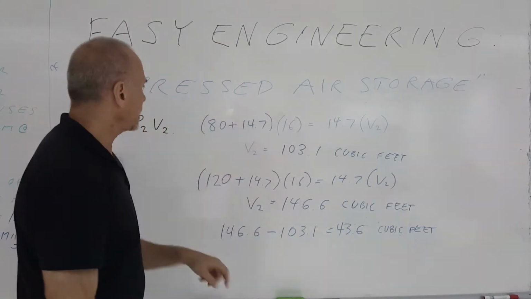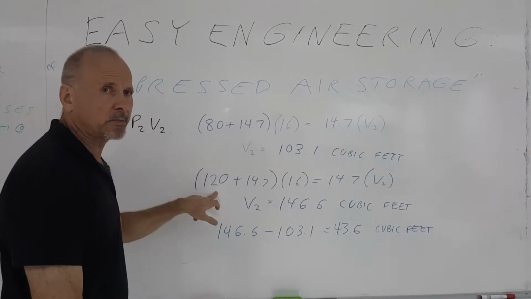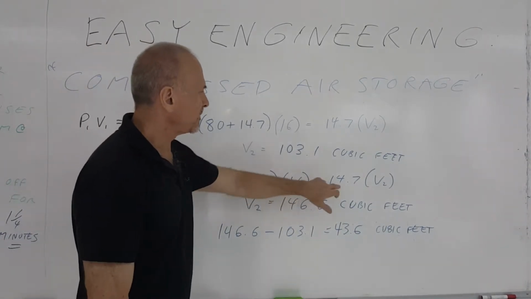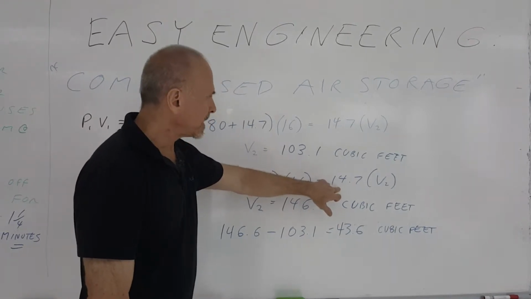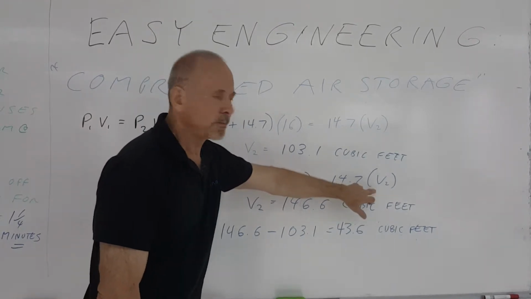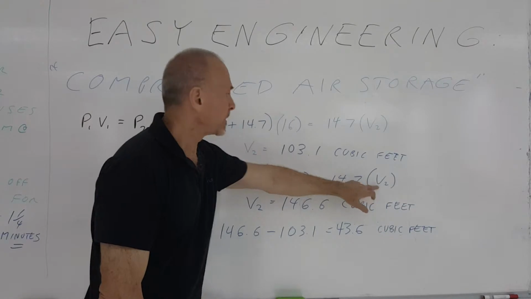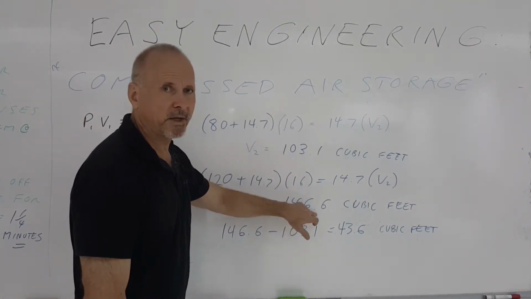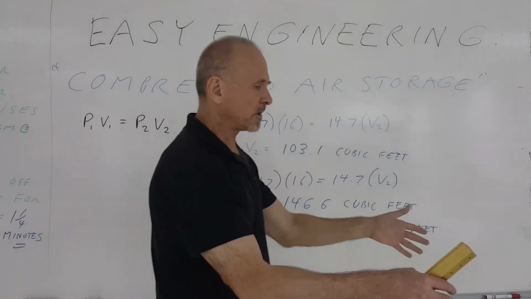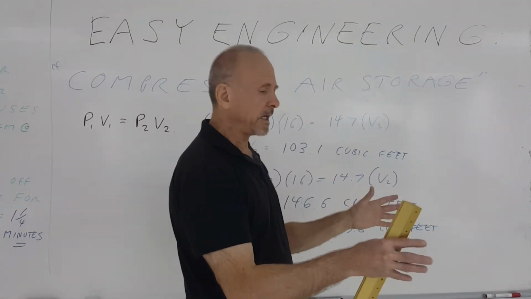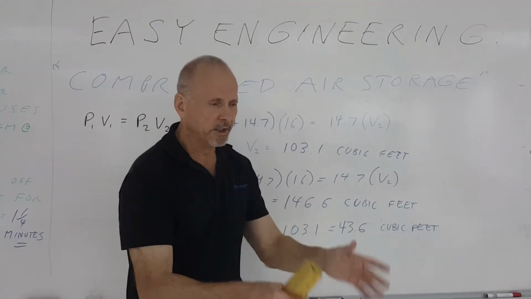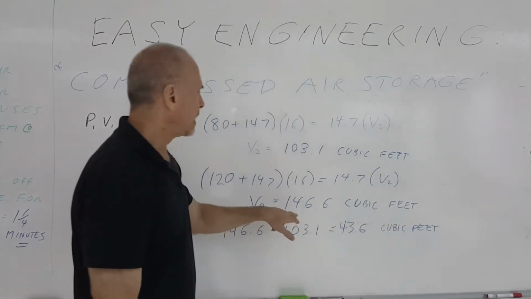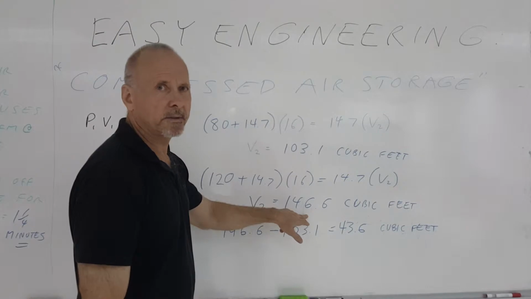Do the same calculation at 120 pounds pressure. 120 plus 14.7 times 16 equals P2 times V2, where P2 is 14.7, and V2 is the volume it would occupy at standard condition. Turns out to be 146.6 cubic feet. So at 120 pounds pressure, if you take that compressed air in the tank, put it to standard conditions of 14.7 pounds per square inch, it would occupy 146.6 cubic feet.